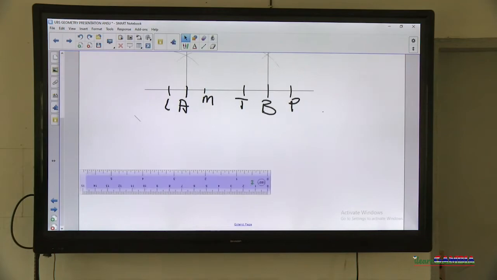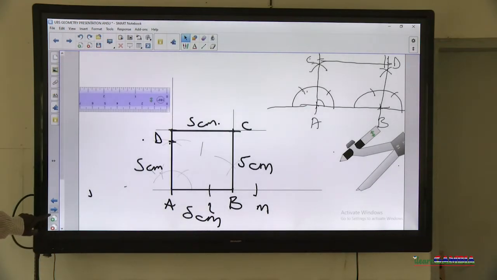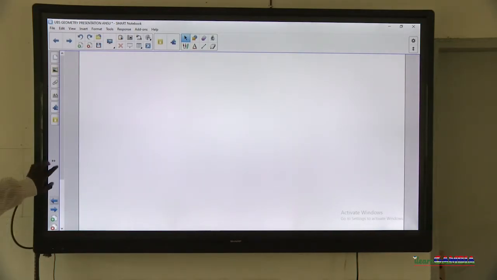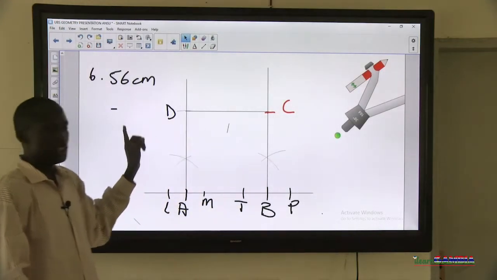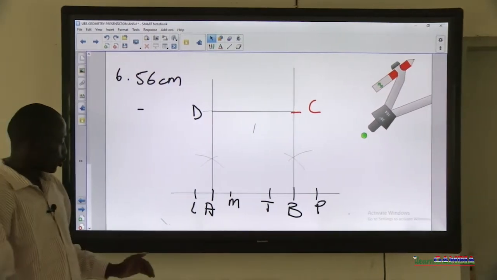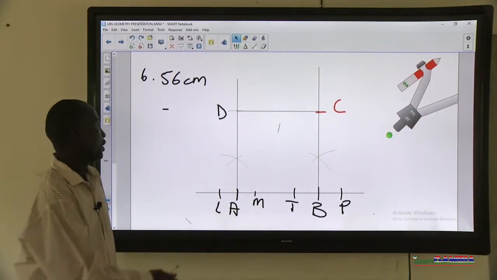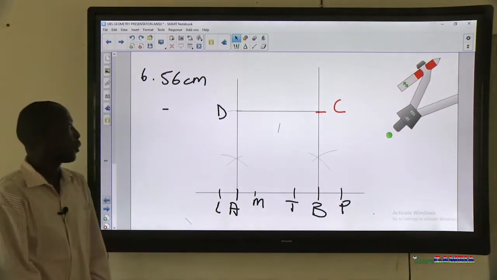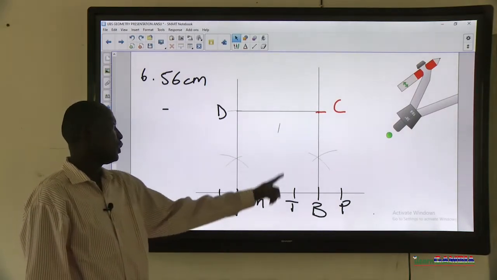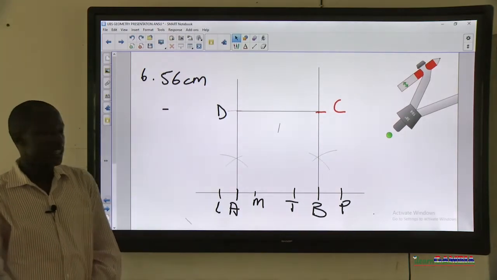Okay, so that is the square ABCD. We have just constructed 90 degrees at A and B with the same length of AB on all the four sides. So the required square is ABCD. Each of the angles there is 90 degrees.